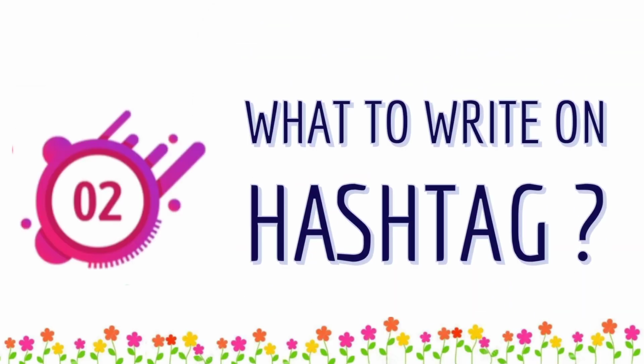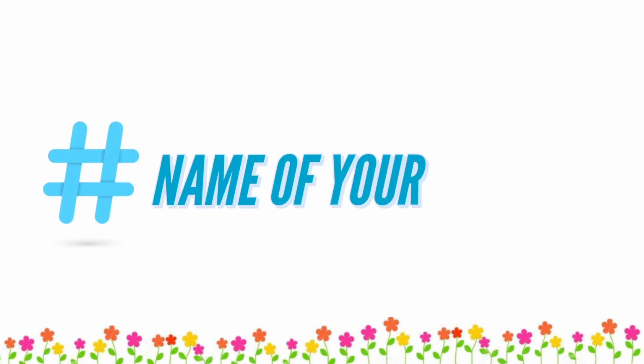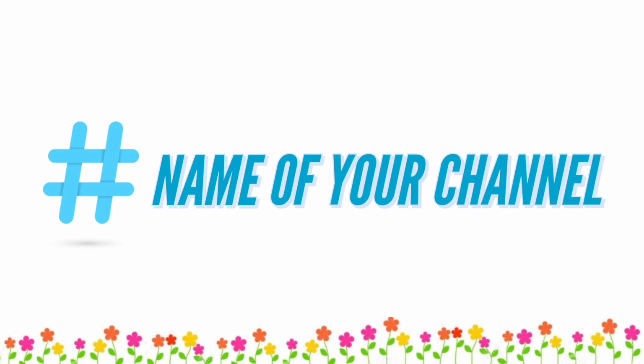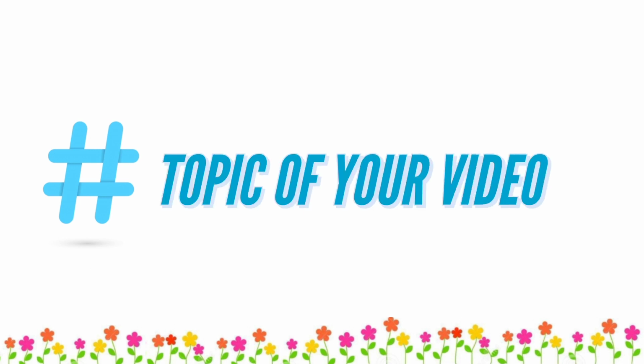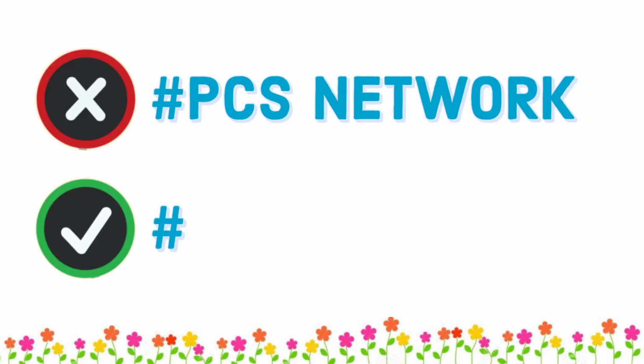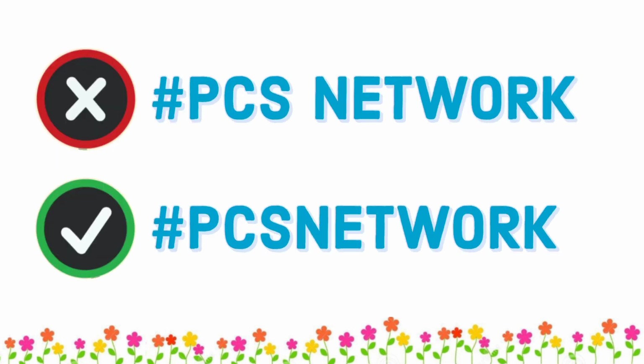Point number 2. What to write in a hashtag. First of all, you have to type the hash symbol. After that you can type the name of your channel, or you can also write the topic of that video as a hashtag. Remember that you cannot leave a blank space between tag words. You cannot use two words separated by a space in a hashtag.